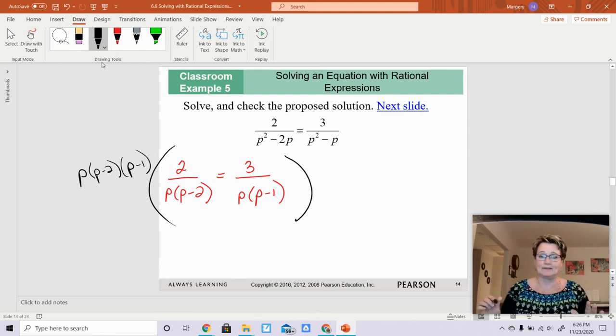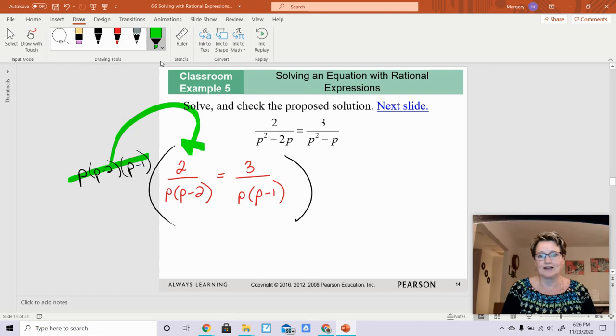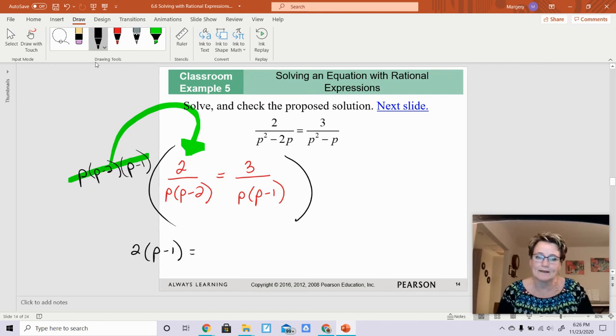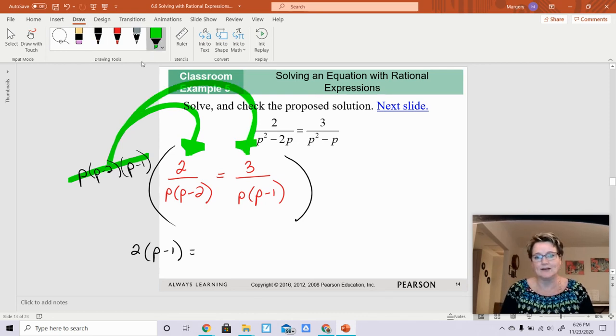That's just what happens. So what you guys are going to do is take this whole thing and multiply it by the first fraction. So in reality, these p's cancel, the p minus 2 cancels, and you're left with p minus 1. You're going to take that p minus 1 and multiply it by 2. That's what's left here. Then you're going to take that and multiply it by this other part here. The p goes away, the p minus 1 goes away, and the only thing left is 3 times p minus 2.